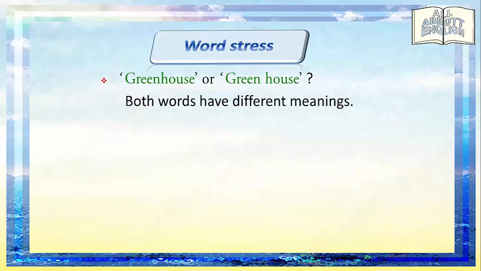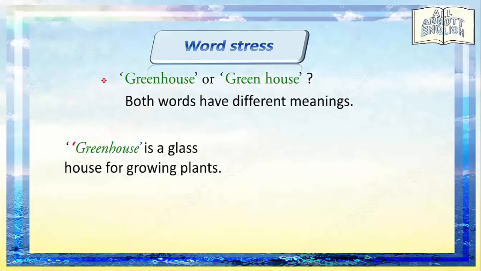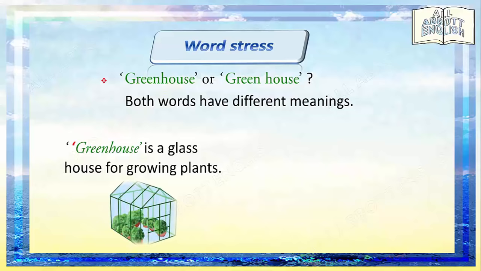Greenhouse or green house. Both have different meanings. We know that a compound noun is a noun made up of two or more words. The first word of a compound noun is usually stressed. For example, greenhouse acts as one single noun, and is stressed on the first word, green. As one word, it is a glass house for growing plants.